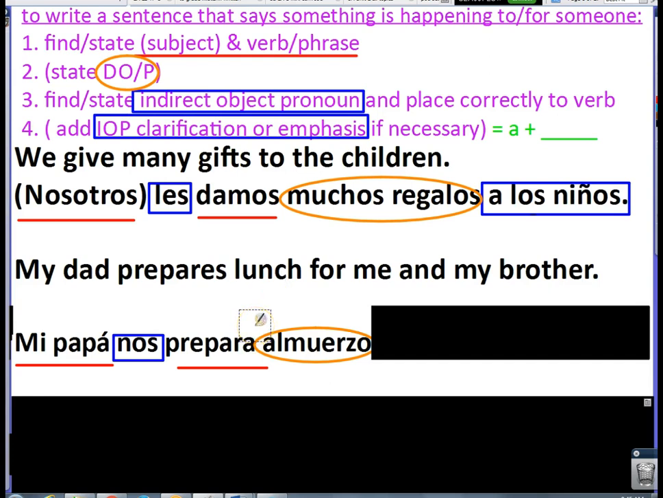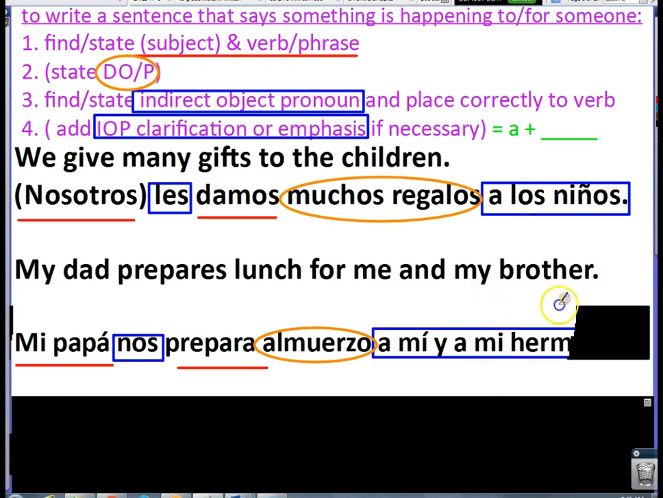Right now, this is a lovely sentence that says my dad prepares lunch for us, but this sentence says for me and my brother, so to clarify, a mí, because you can't a yo, y a mi hermano. Mí for me has an accent, but mi for my has no accent. So this one has an accent, this one doesn't.